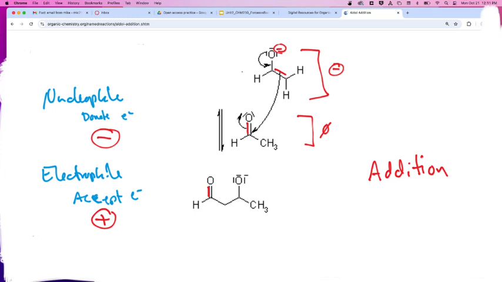So what does that suggest? Negative, neutral. Nucleophile or electrophile addition? Nucleophile. I have a negative. That's a nucleophile addition. So yes. Okay. Yes. Okay. It can get a little bit more convoluted than that.